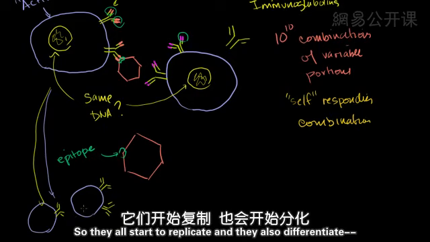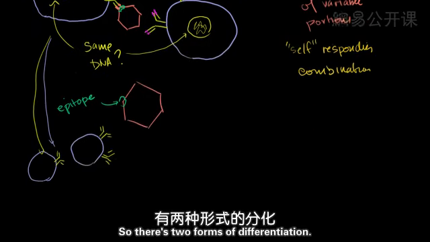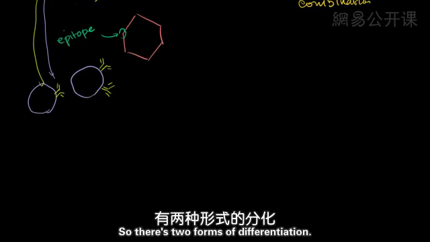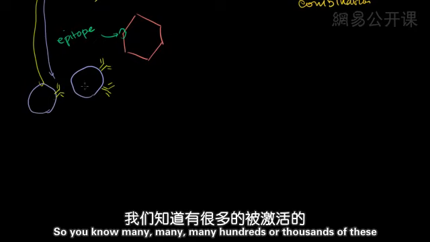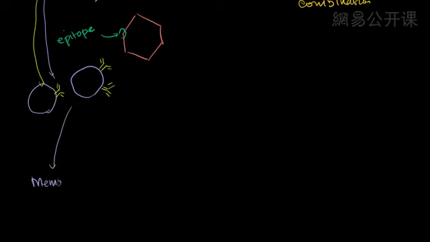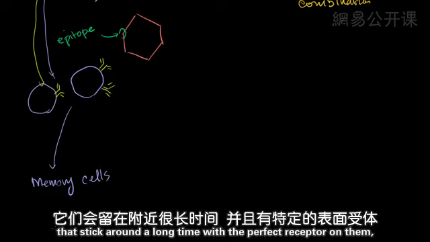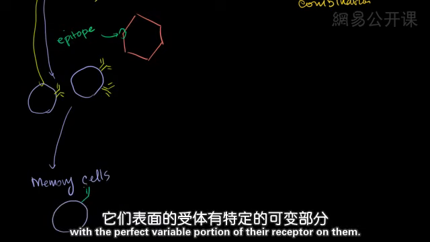So they'll start to replicate, and they also differentiate. Differentiate means they start taking particular roles. So there's two forms of differentiation. Many hundreds or thousands of these are going to be produced. Some are going to become memory cells, which are essentially B cells that stick around a long time with the perfect receptor on them, with the perfect variable portion of their receptor on them.